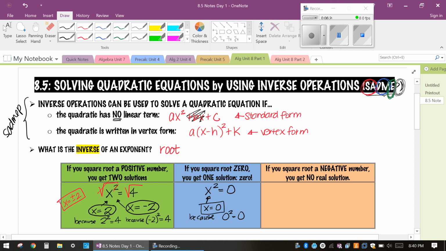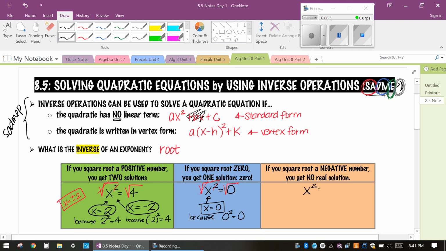So anytime you square root 0, remember, we're going to be solving using inverse operations. The inverse of an exponent of 2 is a square root. So I would square root both sides to get rid of the exponent. When I square root 0, it's just going to be one solution, 0. 0 is the only number multiplied with itself that will give you 0.